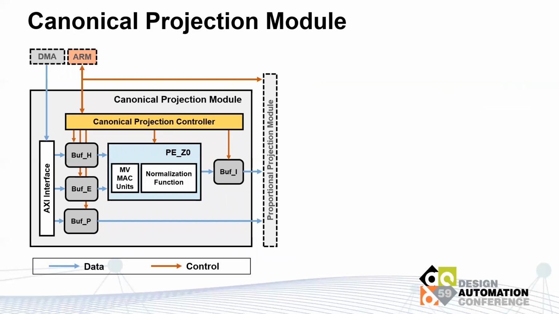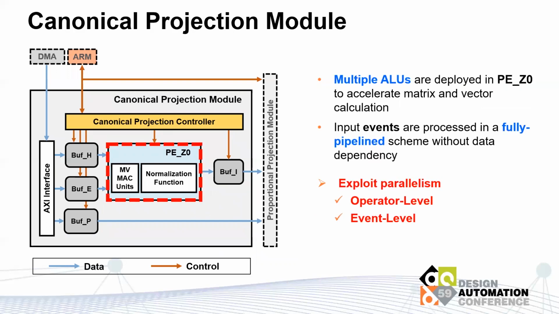For the canonical projection module, multiple ALUs are deployed to accelerate matrix and vector calculation, which exploits operator-level parallelism. Input events are processed in a fully pipelined scheme without data dependency, which exploits event-level parallelism.